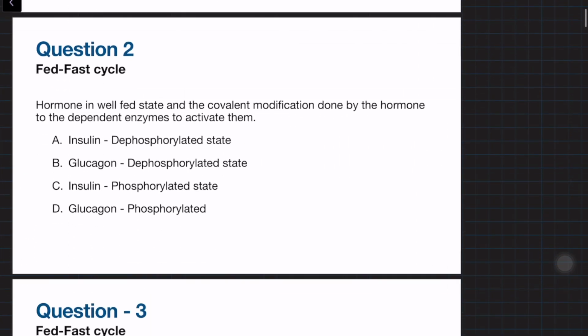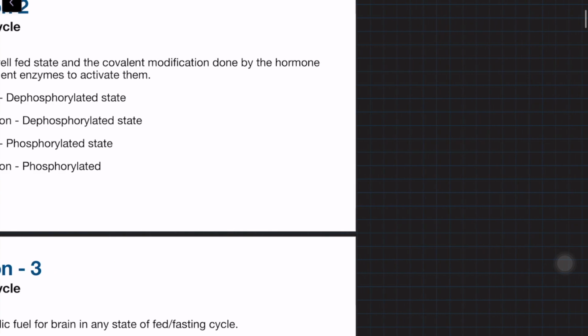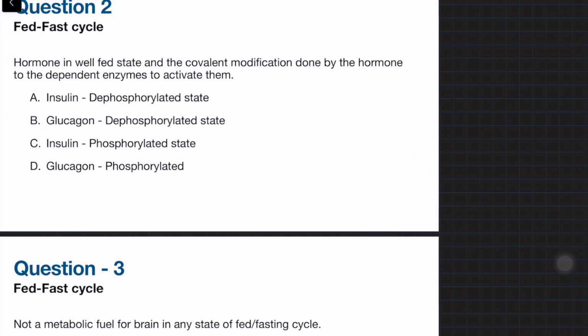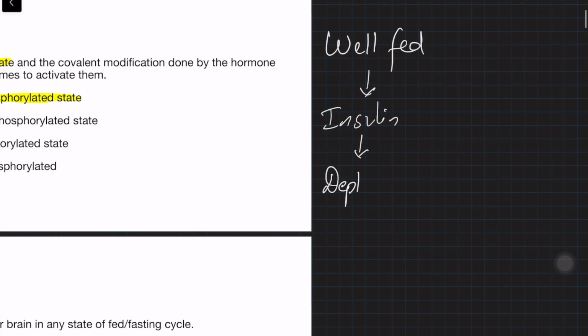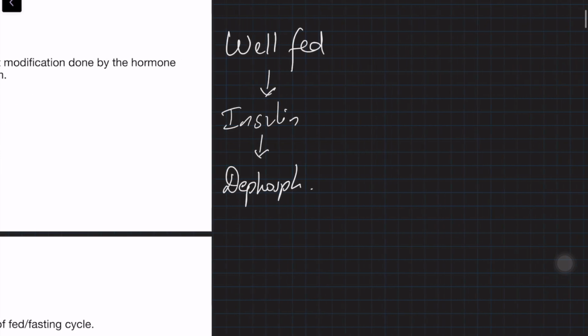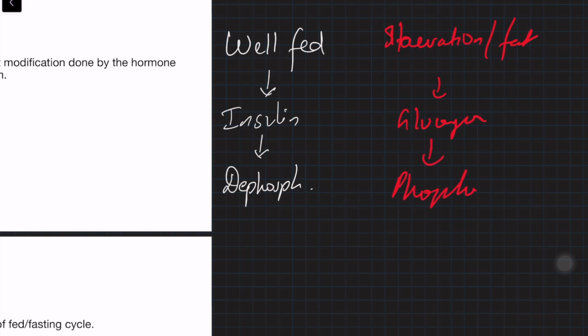Next is the hormone in the well-fed state and the covalent modification done by the hormone to the dependent enzymes to activate them. So what is the hormone in the well-fed state? That is the question. The well-fed state hormone is insulin, and the enzymes are activated in the dephosphorylated state. Just remember one combination. Well-fed state hormone is insulin, and the enzymes activated by it are active in the dephosphorylated state. The opposite is starvation or fasting. The hormone is glucagon, and the enzymes are activated in the phosphorylated state.